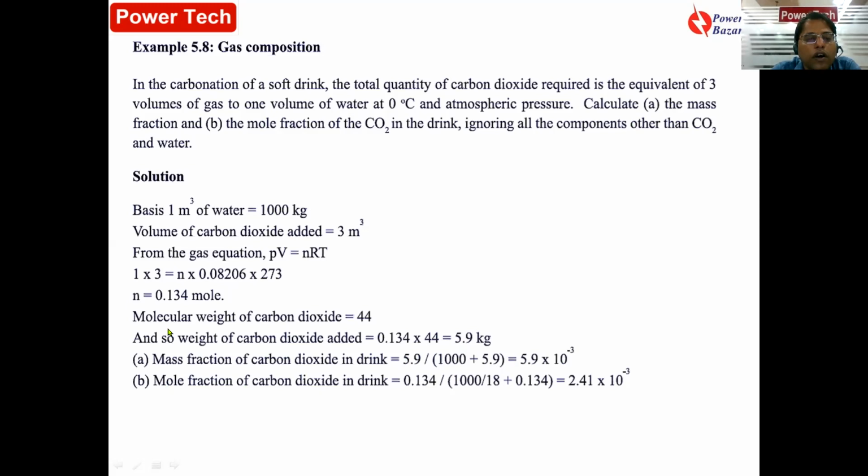What is the mole fraction? Here the moles of CO2 become 0.134. The mass of water is 1000 kg. What is the molecular weight? H2O, H is 1, O is 16, so it becomes 18. So the moles of water will be 1000 by 18, and 0.134 is the moles of carbon dioxide. So the mole fraction becomes moles of CO2 divided by moles of water plus moles of CO2. We are ignoring all other components. Then this value becomes the mole fraction of carbon dioxide in the drink.